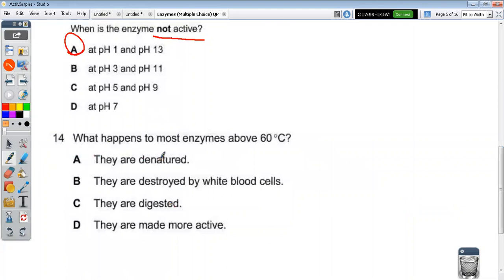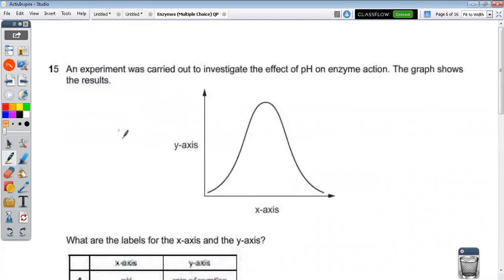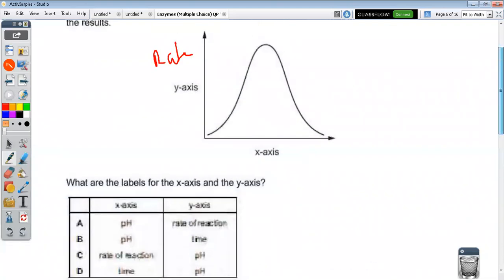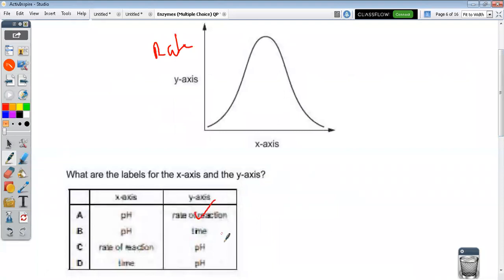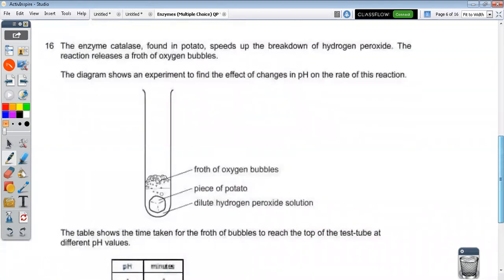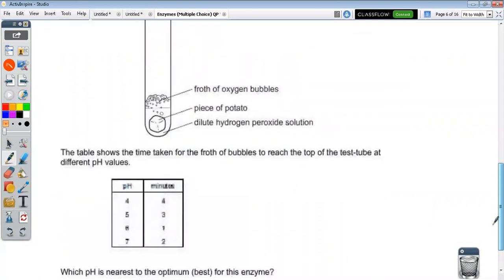Yeah. What happens to most enzymes above 60? They are denatured, they are destroyed. Now this, so when you are doing this, this is always the rate of enzyme activity. It's always the rate. The y-axis is always the rate. Anyway, the answer becomes obvious because there is no other rate of reaction here. Clear? Can be temperature or pH, doesn't matter on the other part.